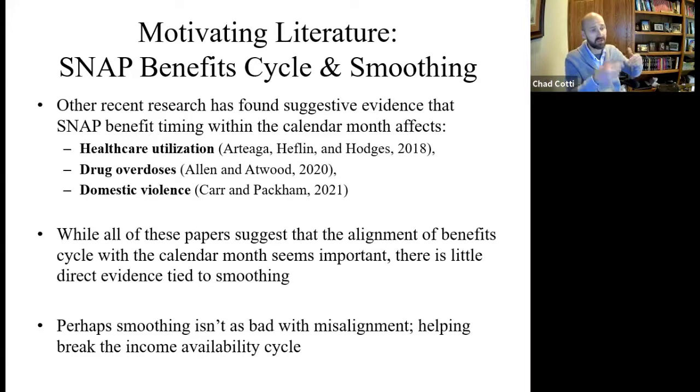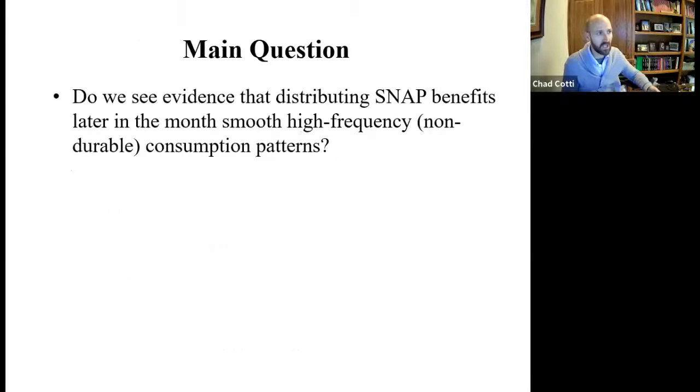But everybody, we all kind of hint at this when we find these alignment issues. So that brings us to this concept that I'm sharing with you today. We all suggest that maybe that's what's going on, but do we see any evidence that distributing SNAP benefits later in the month smooths high frequency, non-durable consumption patterns? Do we find that households that receive their benefits later actually do have smoother consumption patterns?